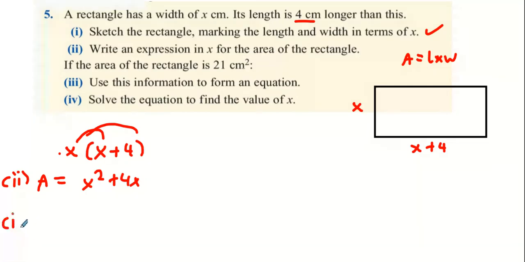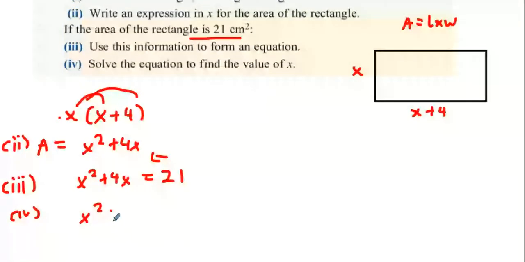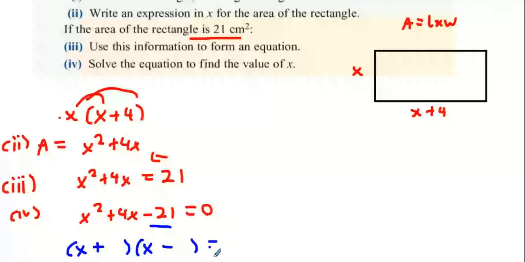The answer for part 3 basically says the area of the rectangle is 21. So that means our x squared plus our 4x must be equal to 21. Part 4 wants us to solve this equation. To solve it, we bring the 21 over to the other side, and we get x squared plus 4x minus 21 equals 0. We need to make a list of numbers that multiply to give minus 21, but will add to give us plus 4. So let's write out a list.